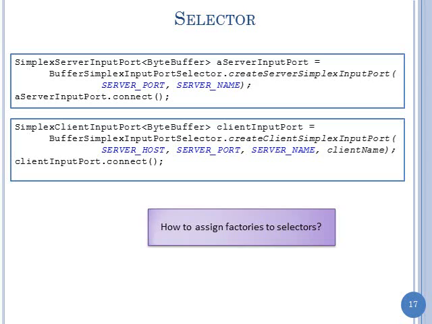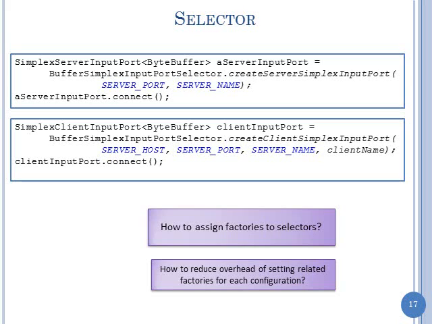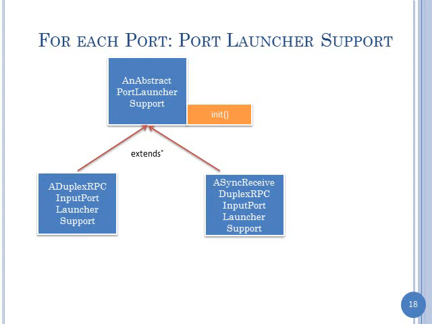And sometimes there are sets of factory selectors that have to be changed together. So there's yet another level of interaction, and you can keep going berserk here. I'm just saying that I had to use this third level because you have to set related factories for each configuration. And I have something called a port launcher support, which now is an object.